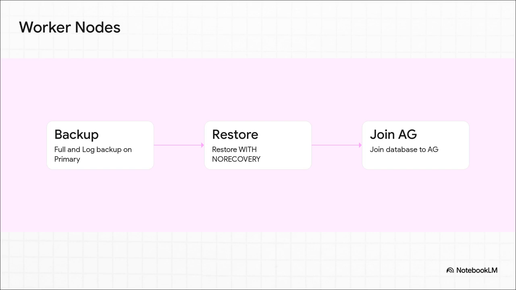Once that group is created on the primary node, we've got to sync up our worker nodes. To do this, we perform a full database and log backup on the primary. Then, and this is super important, we copy those backups over and restore them on the worker nodes using the with no recovery option. That specific option leaves the database in a state where it's ready to accept transaction logs. Only after that's done do we actually run the alter database command to join them all to the availability group.